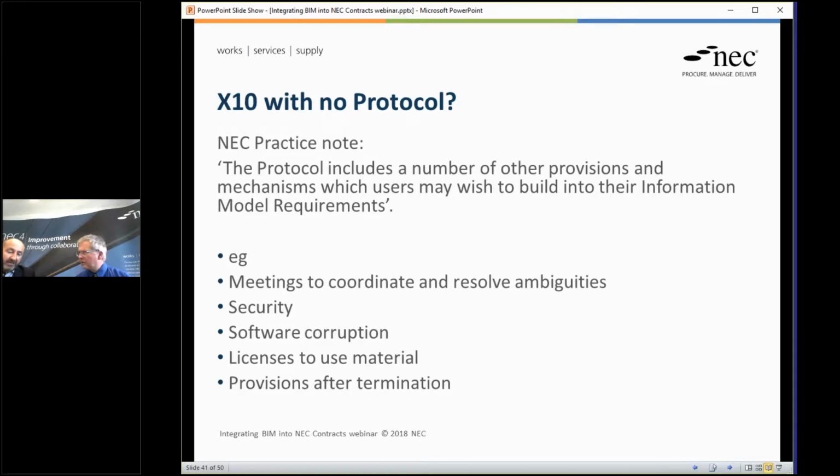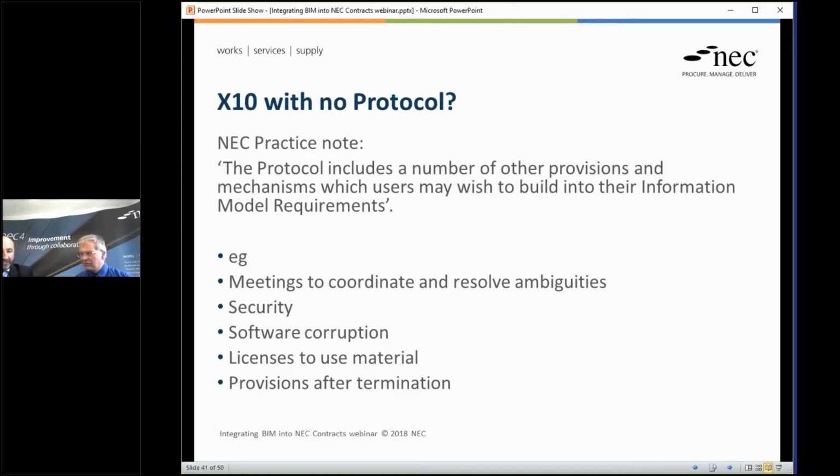Because in fairness, the reason why you have a protocol generally is to deal with the contractual aspects of BIM in terms of liability, ownership, documentation, what happens if people don't do things, who owns what, etc. And we cover that within X10. So we've already covered those touch points, we believe. Always a question whether there's other things we need to add to that.